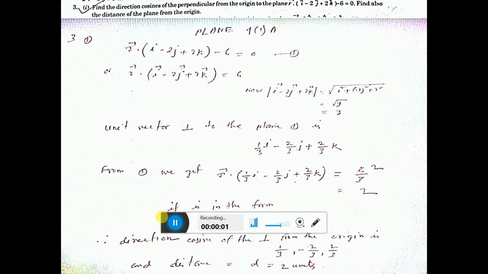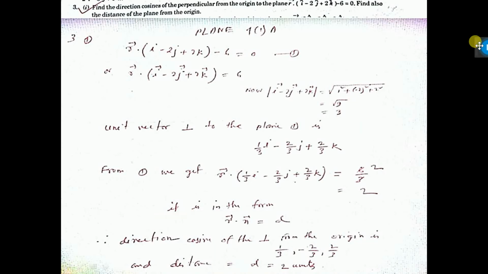Part 1, let us do: find the direction cosine of the perpendicular from the origin to the plane r is equal to this. Find also the distance of the plane from the origin. So here it is given r dot this minus 6 equal to 0.